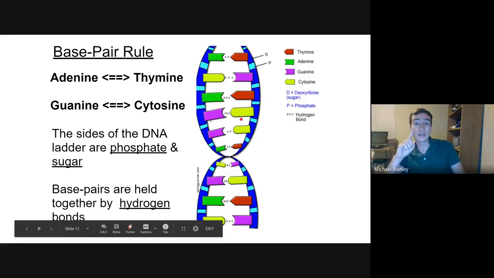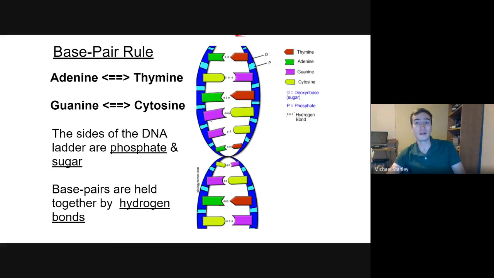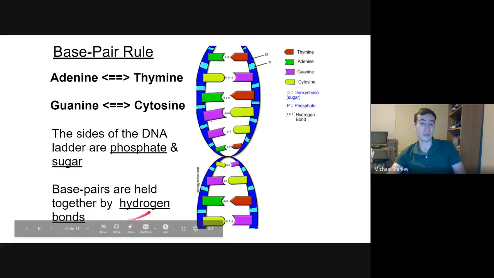All right, so like Nasima pointed out earlier, the bases are held together in the middle of DNA by structures called hydrogen bonds.